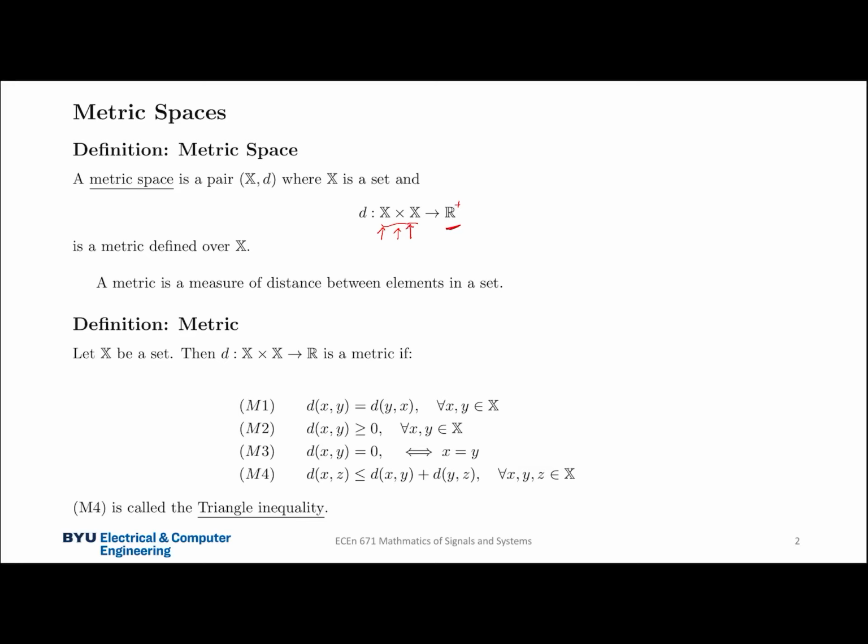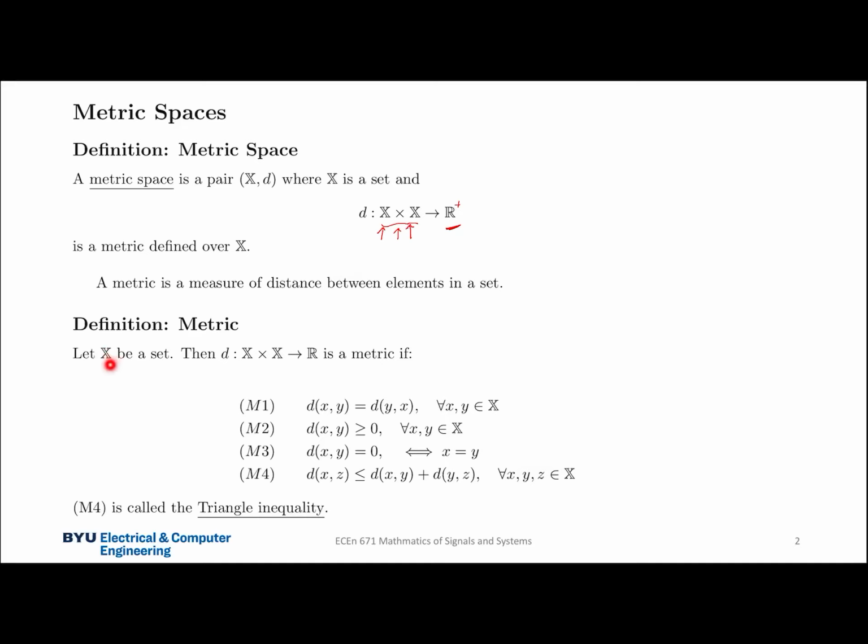It's a function. Notice down here, our function is going to have two elements, and this definition tells us that both of them are from X. So we have the metric space, which is this set, and then also a metric. And a metric is really a measure of distance between elements in the set. Okay, so again, a formal definition. What is the metric? Let X be a set. Then the metric is this function from two elements of the set onto the positive real numbers.